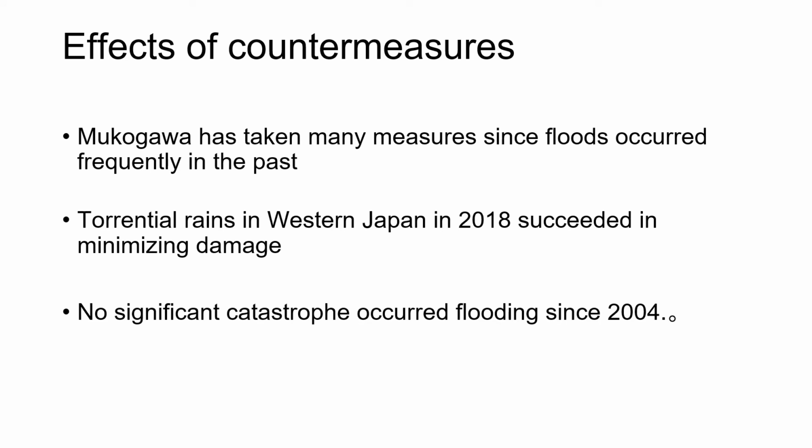The Muko River has taken many measures since floods occurred frequently in the past. However, we must not forget to consider the environment as well as flood damage. Since the Muko River is located in a mountainous area with an abundant natural environment, we need to be careful when constructing dams. The torrential rains in western Japan in 2018 succeeded in minimizing damage. No significant flooding catastrophe has occurred since 2004.